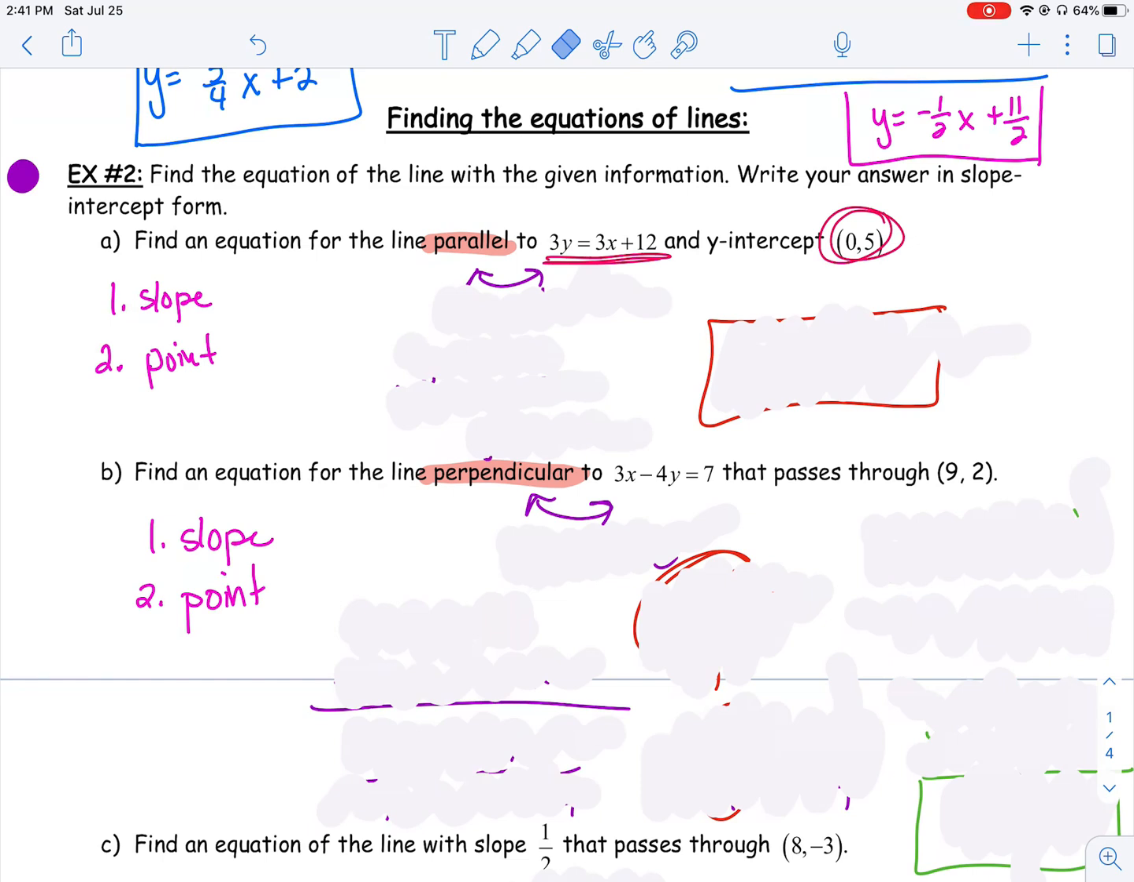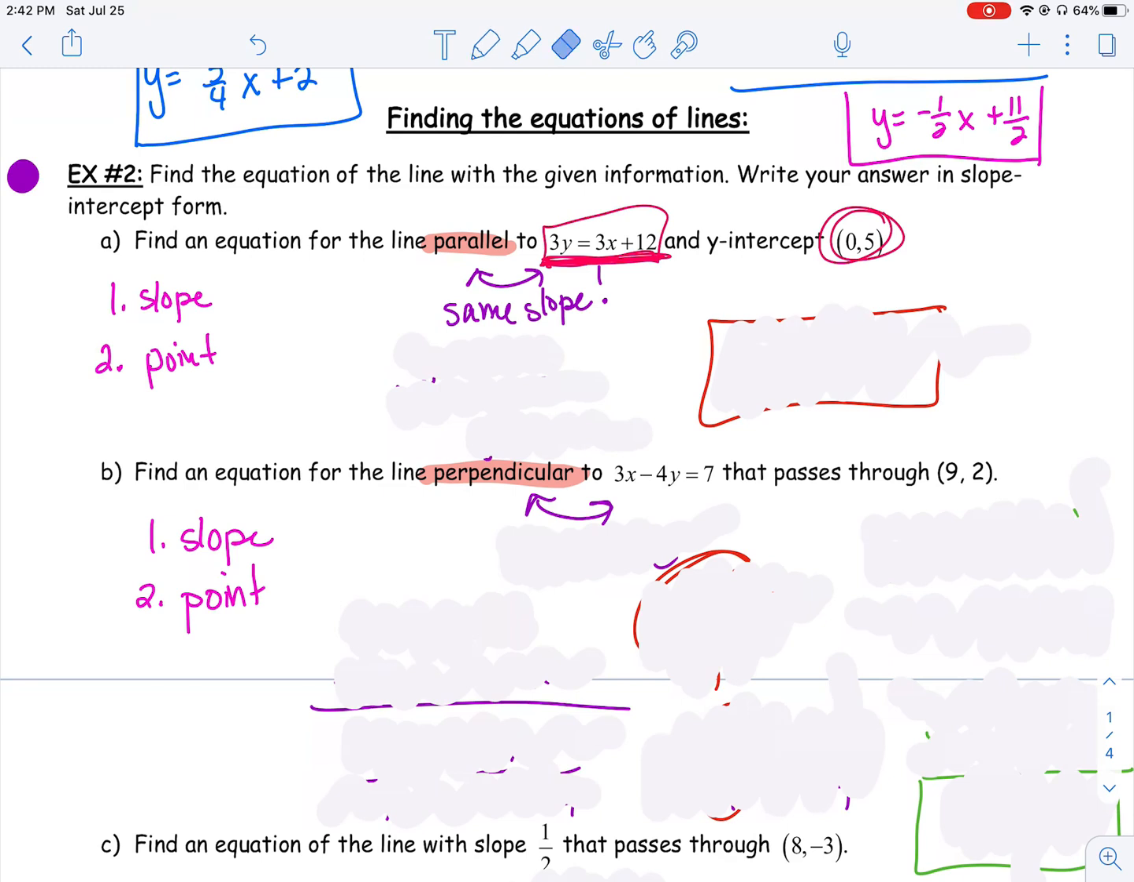Hopefully, from a previous section, you remember that parallel lines have the same slope. So if I can figure out what the slope is of this line, then I know the line that I want is going to have the same exact slope. So let's figure out what the slope is of this line. I don't know what it is yet, but if I can make it look like slope-intercept form, y equals mx plus b, I can easily pick out its slope.